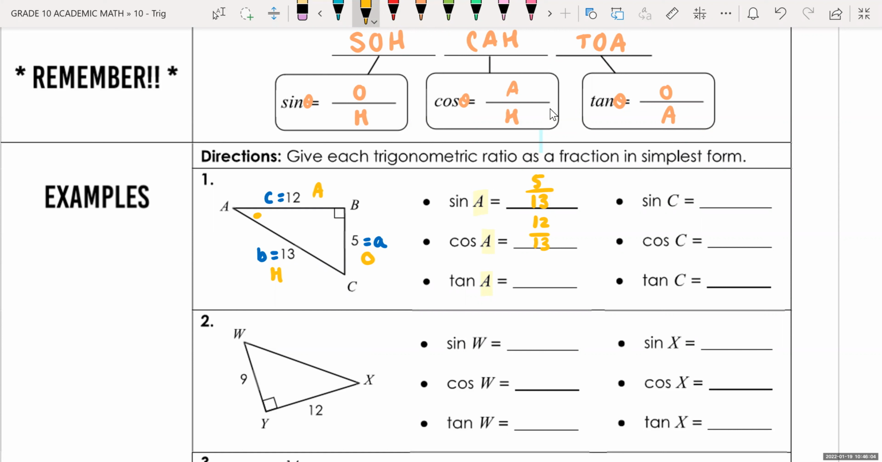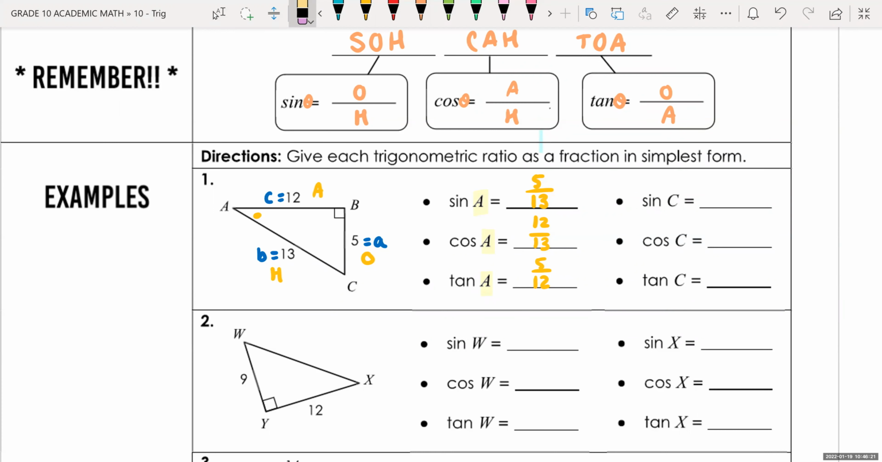So what do you think? Safir? 5 over 12. Okay, that's for angle A. So that's done. Now, the next set of questions, sine C, cos C, and tan C, they're telling us to figure out what angle C is.